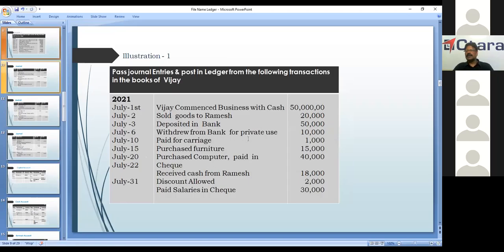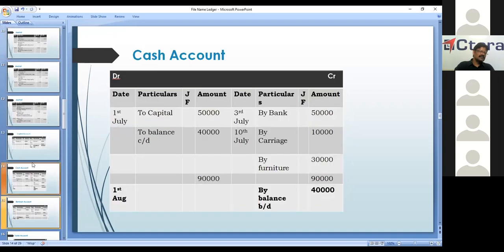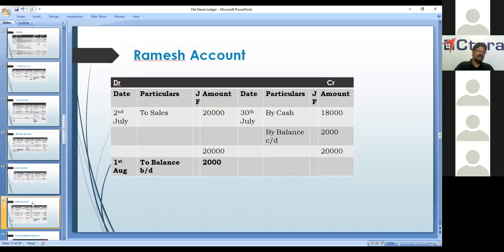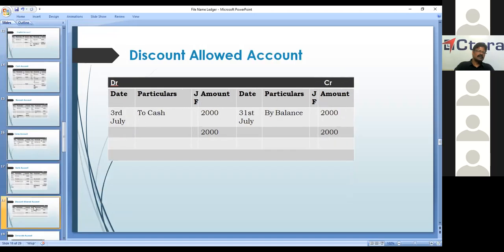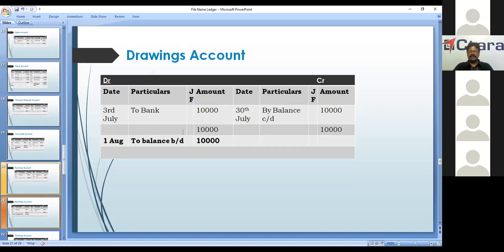Withdrew from bank for personal use. That is, the proprietor has withdrawn for his personal use. The journal entry is drawings account debit to bank. So the ledger will be drawings account debit to bank. Okay, so we have opened the drawings account. It's a debit, so go to the debit side and write 10,000. Then withdrew through bank, so the entry will be to bank, 10,000.